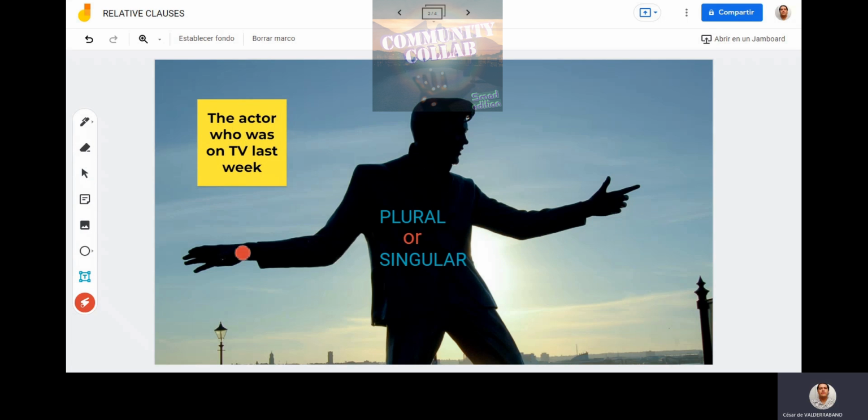We can identify a defining clause because we have a very specific actor. Okay, so they are using the. The actor. Well, the pronunciation is "the actor" in this context. This is a defining clause because it is very specific in the actor, I mean, in the subject. Okay, the actor who was on TV last week. What happened? You see, we need to know more about this information. So, the actor who was on TV last week.